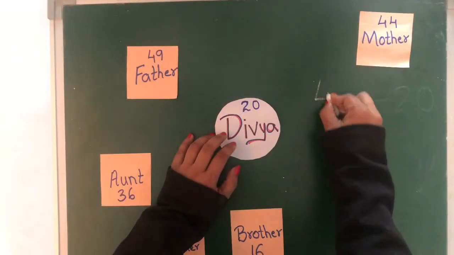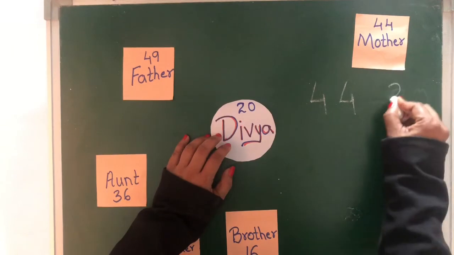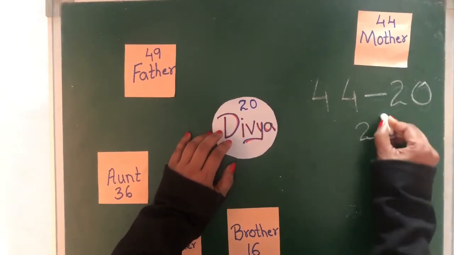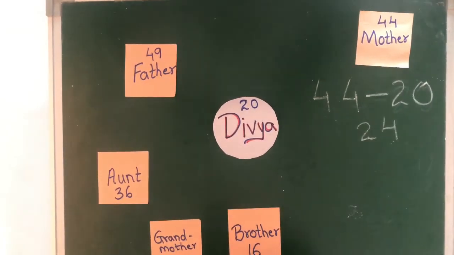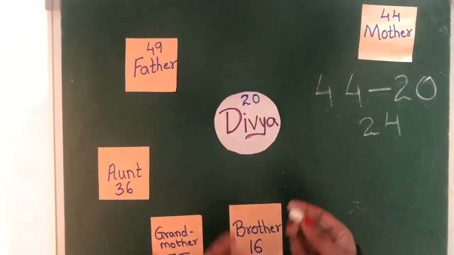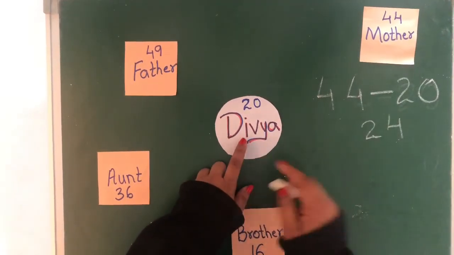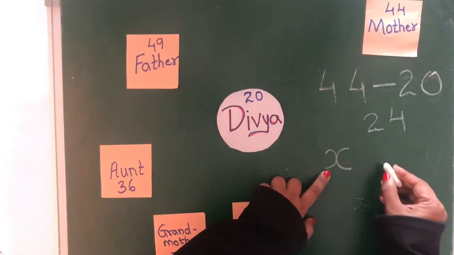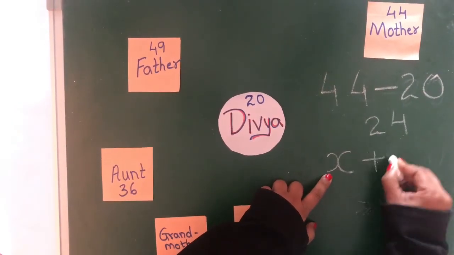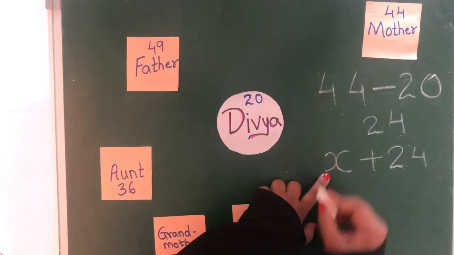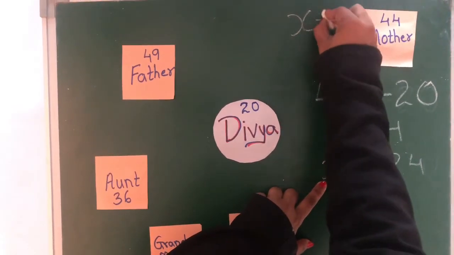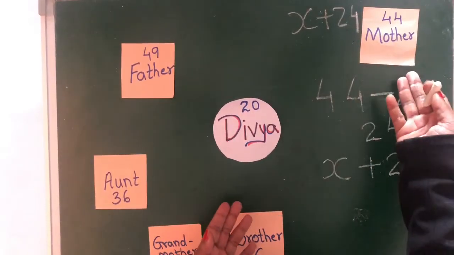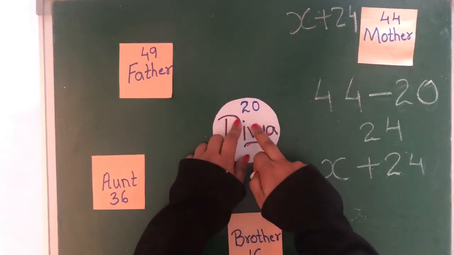We have seen that Divya's mother's age is 44 years and Divya's age is 20 years. So the difference between their ages is 24 years, right? We know this. Now, one type of expression I can form here is, if Divya's age is x years, then mother's age will be x plus 24, right? So mother's age can be x plus 24.